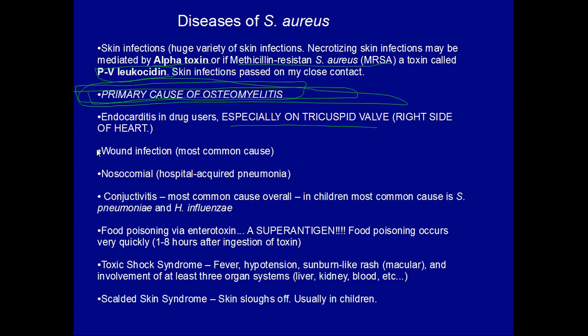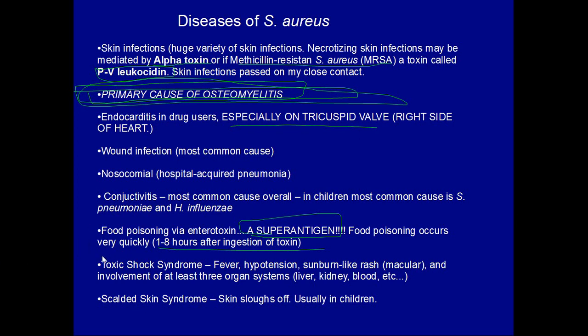Wound infections, we just went over that with alpha toxin. Hospital-acquired pneumonia, one of the most common causes. It can infect the conjunctiva, and it's the most common cause unless you're dealing with children, in which the most common cause is S. pneumoniae and Haemophilus influenzae. Causes food poisoning by enterotoxin, which is a superantigen, a heat-stable toxin too, and it causes diarrhea very quickly, 1 to 8 hours after ingestion.